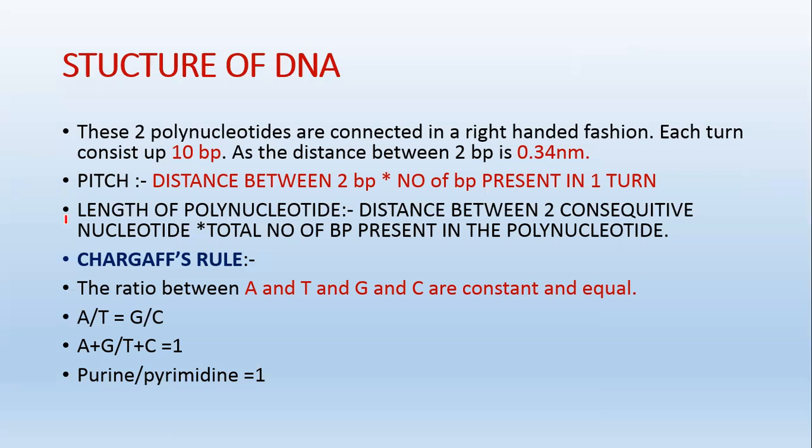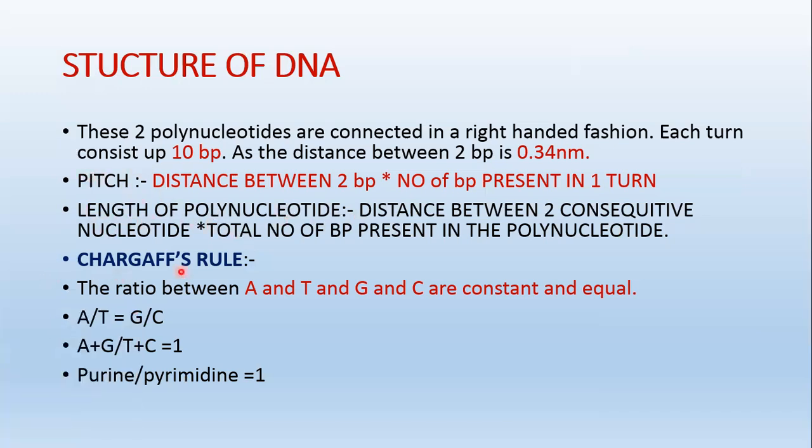Okay. And if someone asks you, what is the length of the polynucleotide? You can say the distance between two consecutive nucleotides times the total number of base pairs present in the polynucleotide. How many base pairs are there in the whole polynucleotide? You have to find it out. And what is the distance between two consecutive nucleotides? In this way, you can find the length of the polynucleotide. So these are the two formulas that you need to keep in your mind: one is the pitch and the other is the length of the polynucleotide.